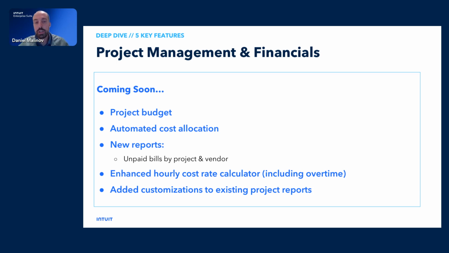So think of these as recommendations on how you want to allocate the various costs to projects, similar to what we talked about from multi-entity as well as dimensions. We'll have a new report, unpaid bills by project and vendor. We know this has been a big hot report people have been asking for. And we're going to have enhancements for the hourly cost rate calculator, including overtime. And then finally, we'll have added customization to existing project reports. Right now, when you see them, you can't really do much. Eventually, you'll be able to add your own columns and move things around.